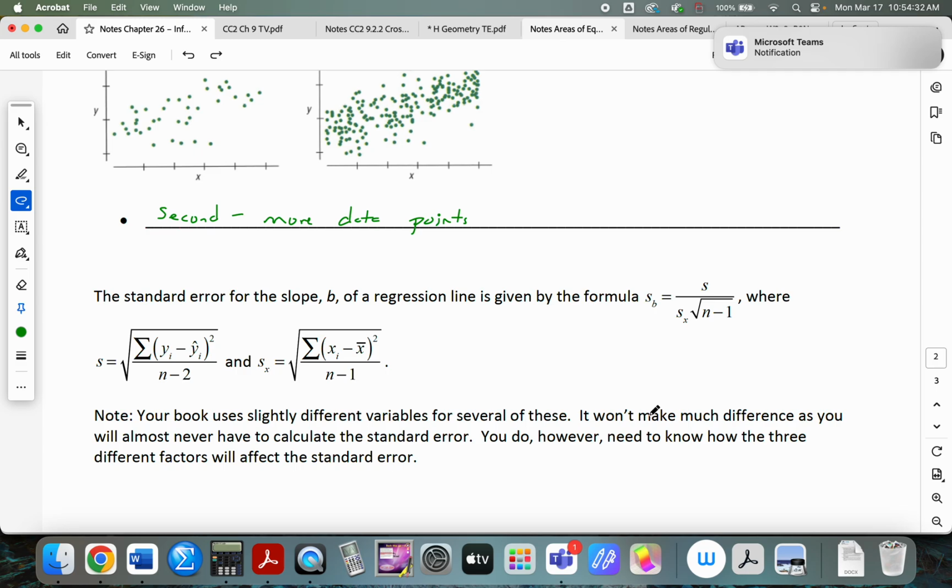Your book uses slightly different variables for these. I don't like the way your book does it, but these formulas are exactly what's on your formula sheet, okay? So you almost never have to calculate the standard error. However, you do need to know how it's calculated to be able to say things like, if I have a greater n, then I'm going to have a smaller standard error, because the denominator would be larger, therefore the fraction is smaller.